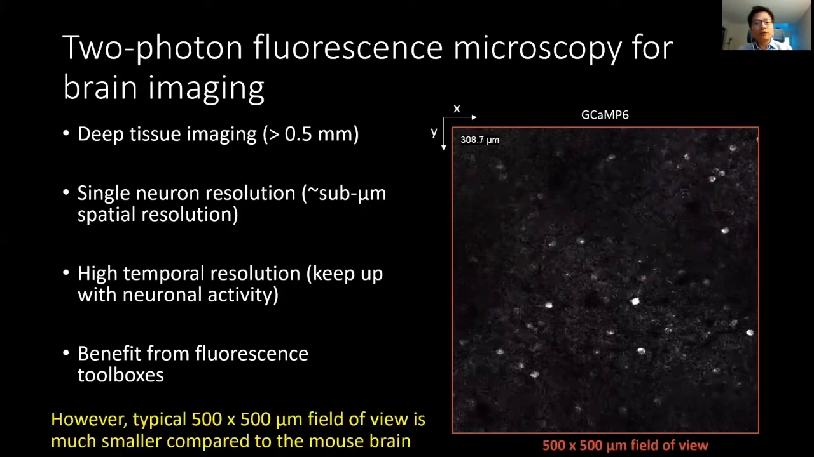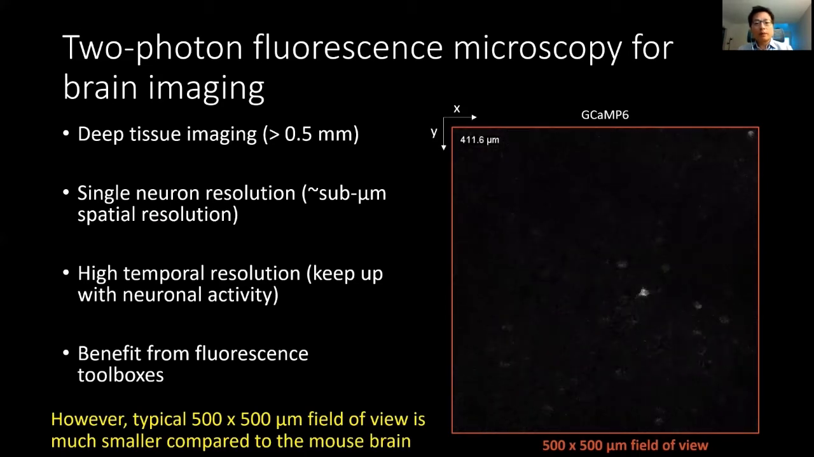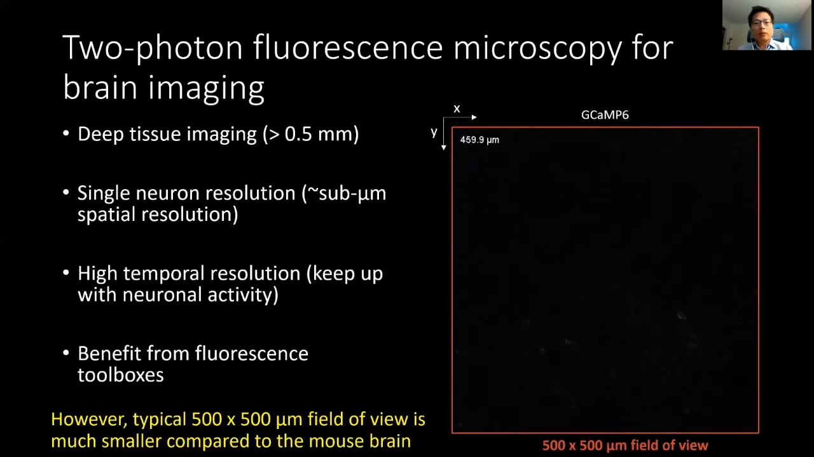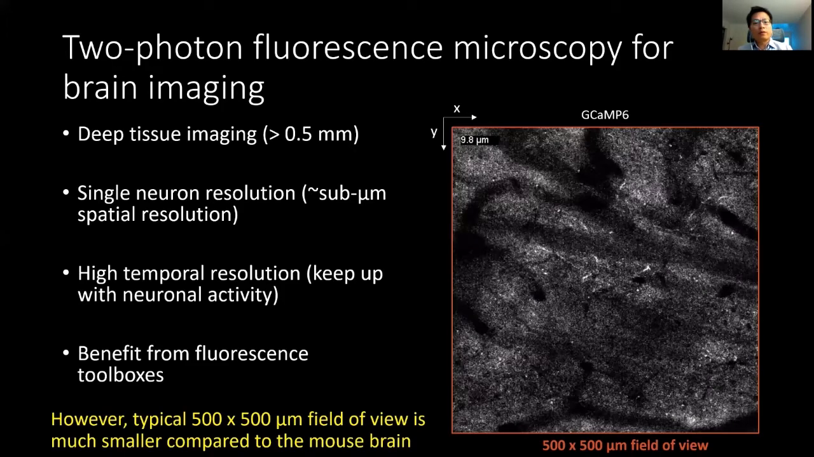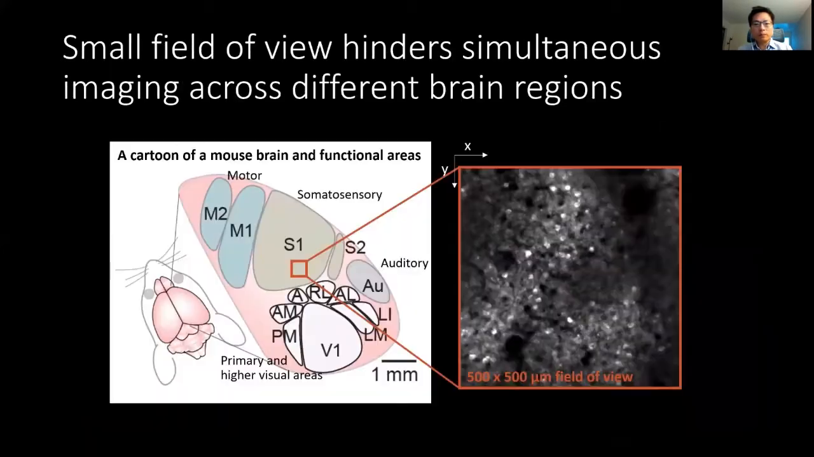However, conventional two-photon microscopy has a field of view typically around 500 by 500 microns, like the movie shows here. And this size of field of view is fairly small compared to the size of the mouse brain. If we scale this field of view to the size of the mouse brain on the left, it only fits within one functional area. Therefore, to simultaneously record neuronal activities at different areas is nearly impossible using conventional two-photon microscopy.